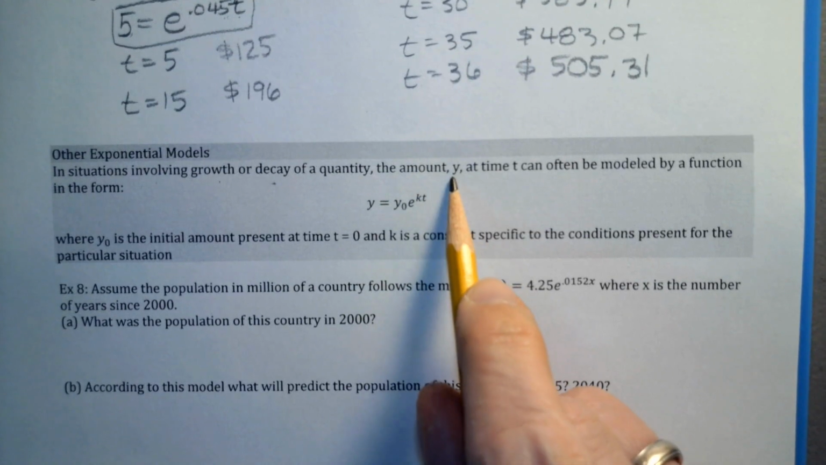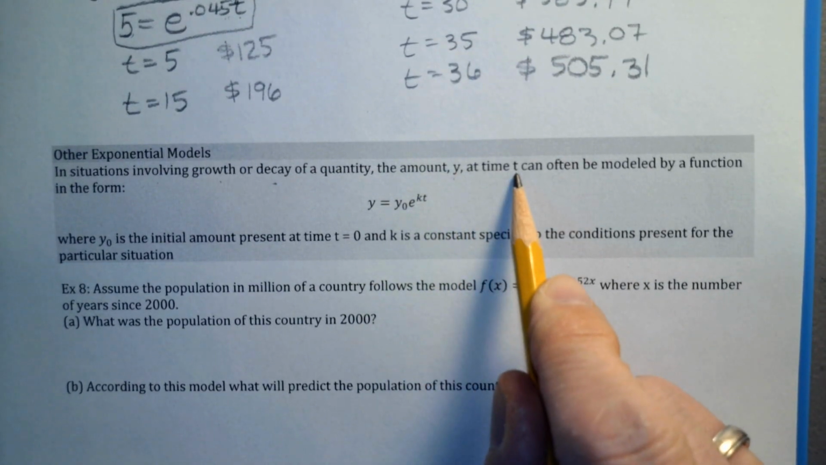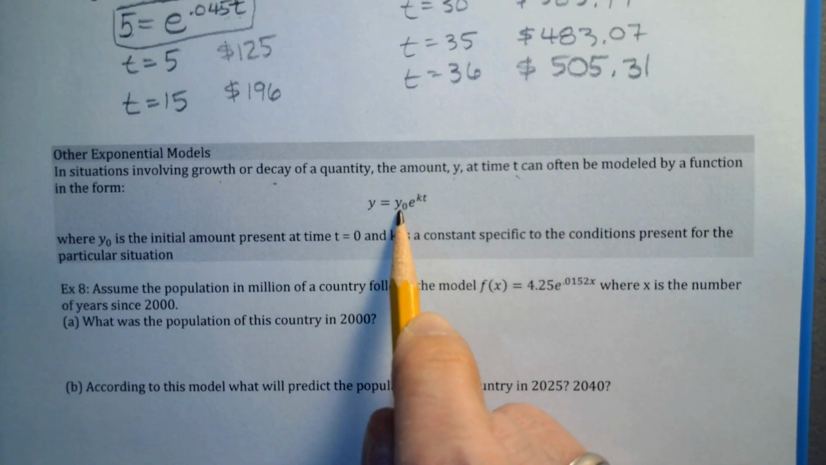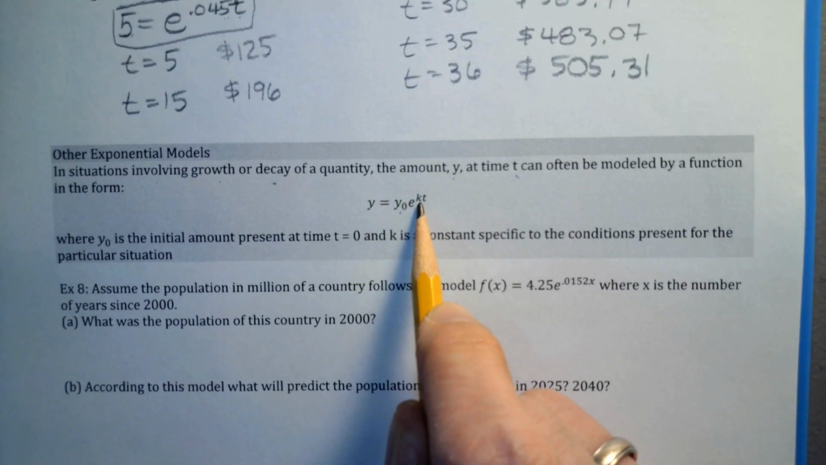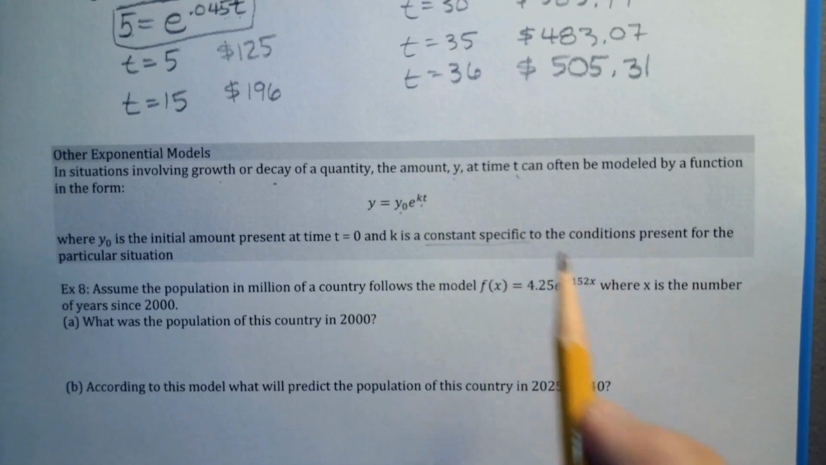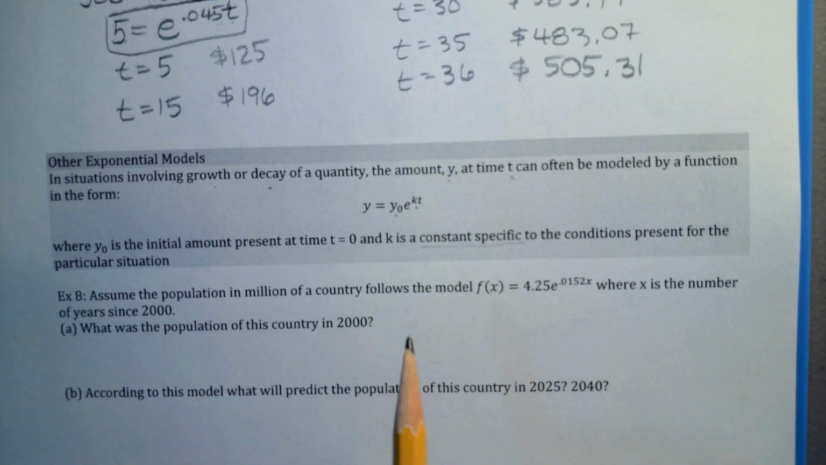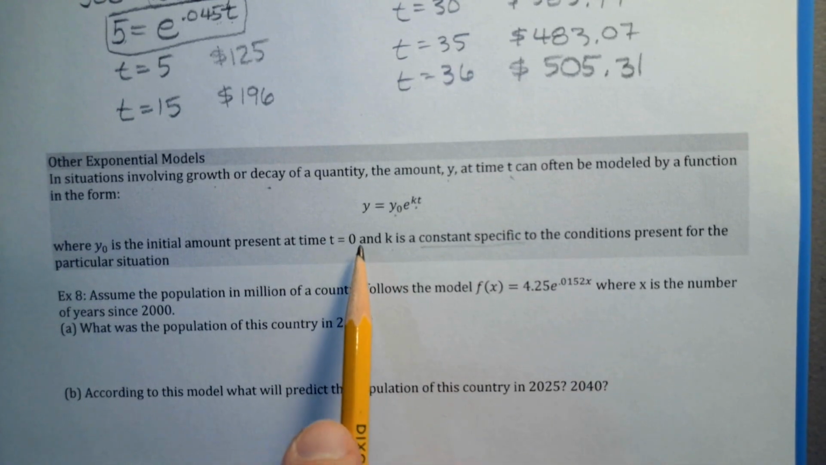So y is the amount at a certain time t. y sub 0 will mean the initial amount. k is kind of like an interest rate, but we're not talking about money here. So it's a constant specific to the particular problem and the units in the problem. And so often we'll either be given k or we'll have to find k.